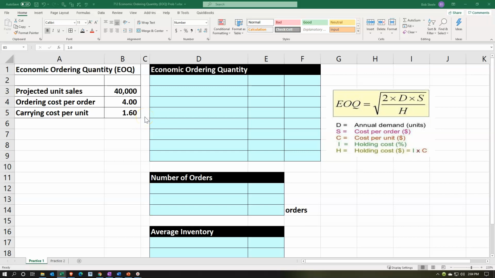Now note that the holding cost oftentimes will be calculated as a function of the cost per unit. So you might see the cost per unit and say the holding cost should be some percentage of whatever the purchase price is that we have to pay for the unit, and you could take a percentage of that. In our problem, we're just given it, or you can also calculate whatever you think the carrying cost per unit would be directly. All right, so let's plug this in.